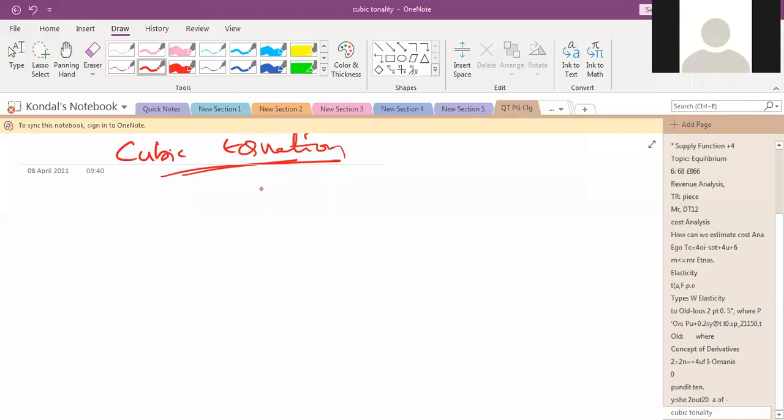So a cubic equation is the one whose power value is equal to 3. That is called a cubic equation, right? So generally we have it like this.